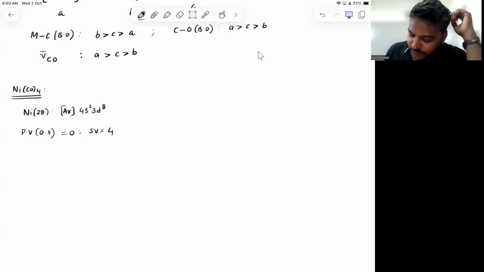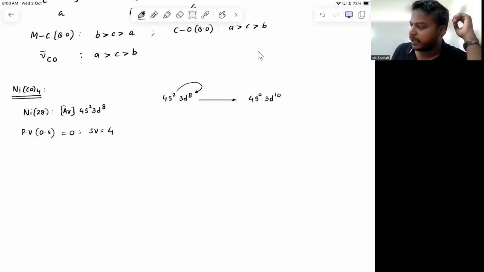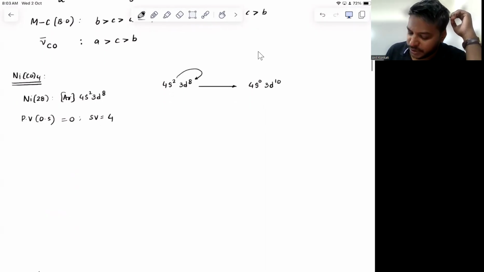Now, whatever the electrons which are present in 4s, to make sure it gets hybridized, push everything to 3d. By pushing that, we'll be able to make 4s completely empty and 3d has 10 electrons. Now, since 3d has completely filled orbitals now, 1, 2, 3, 4, 5, 6, 7, 8, 9, 10. This is 3d. Now 4s is empty, 4p is empty, 4d is also empty.